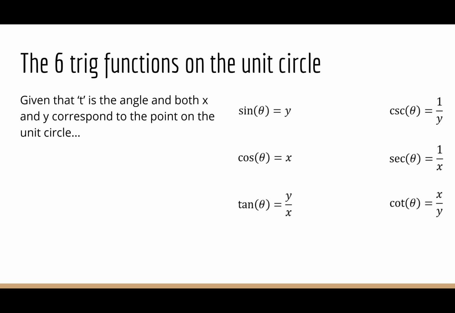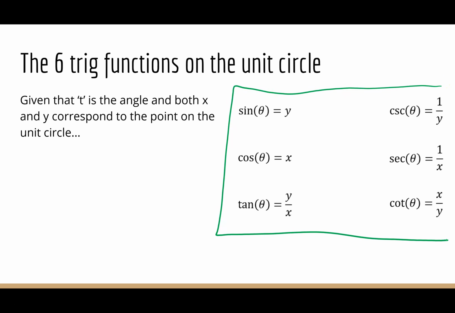So sometimes we use t, sometimes we use theta for the angle. And then the x and y over here correspond with the points on the unit circle. So sine is y, cosine is x, tangent y over x. And then cosecant, secant, cotangent are the flipped over versions as you would expect.